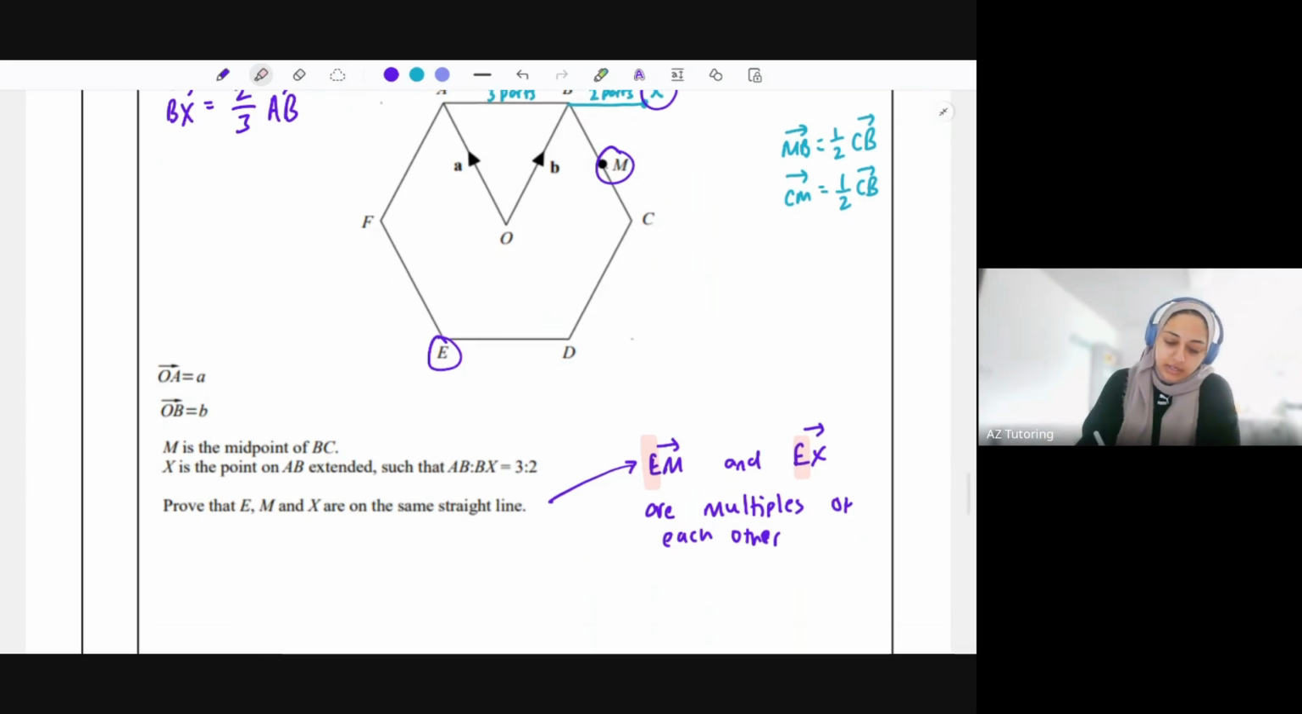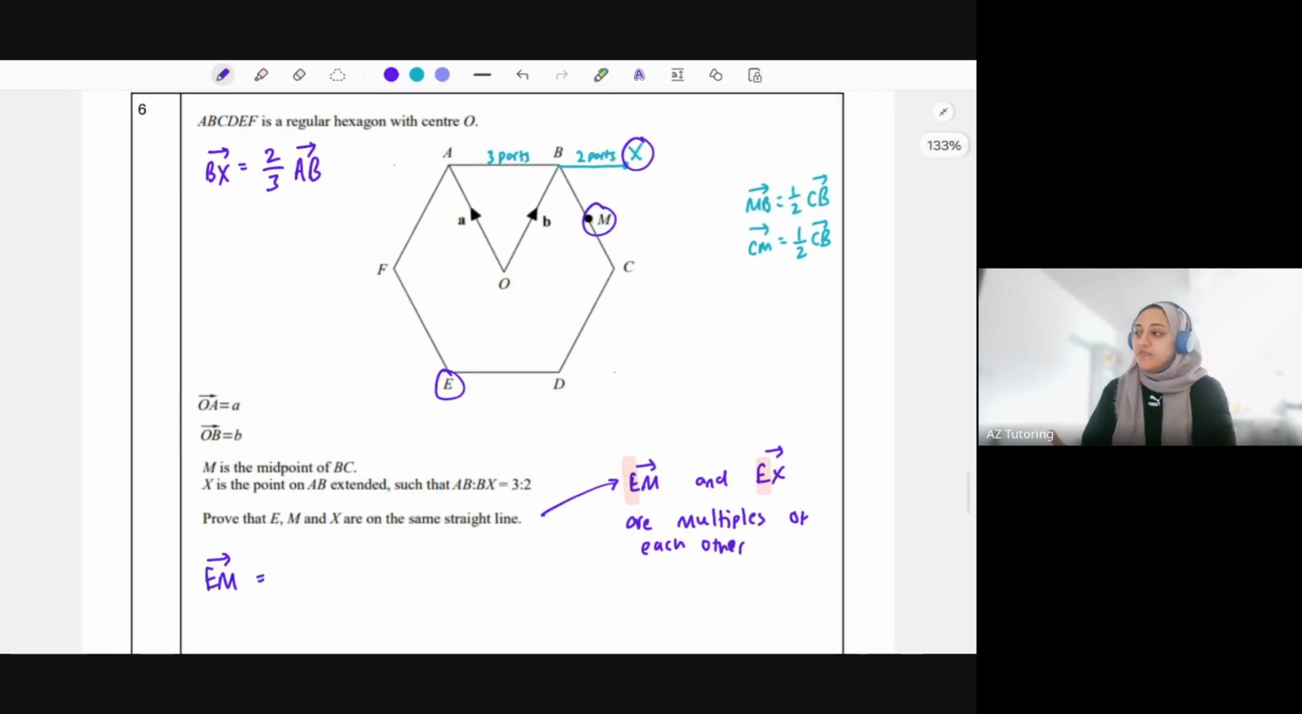Okay, let's find EM. I always say to students as well, if you get confused with these questions, they tend to be 5 marks anyway, so you can still bag some marks by attempting to find vectors.